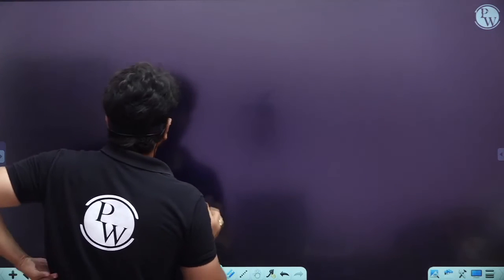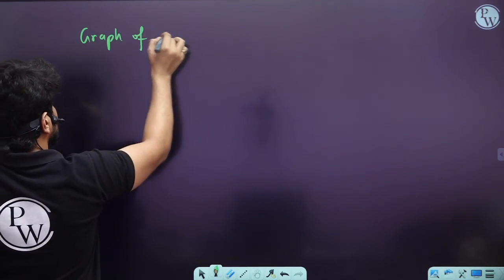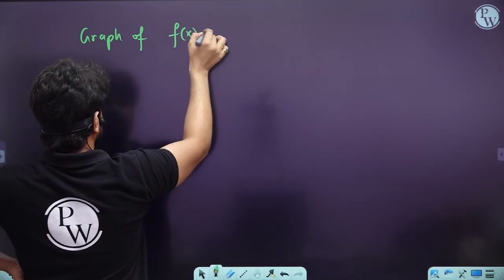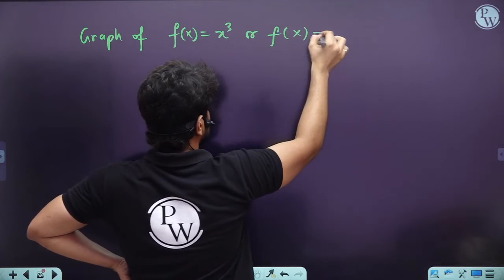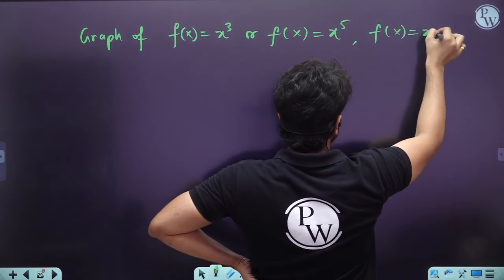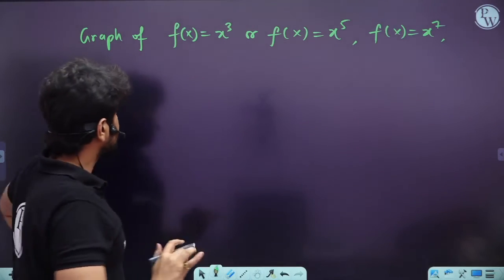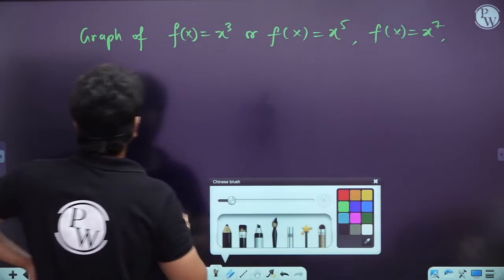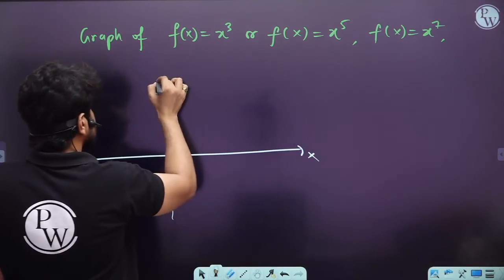Now, let's talk about the graph of f(x) is equal to x cube, or f(x) is equal to x raised to the power 5, or f(x) is equal to x raised to the power 7. All of their graphs will be very, very similar. Their graph looks like this. This is x-axis, this is y-axis.